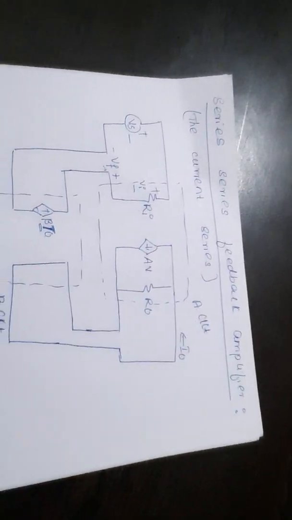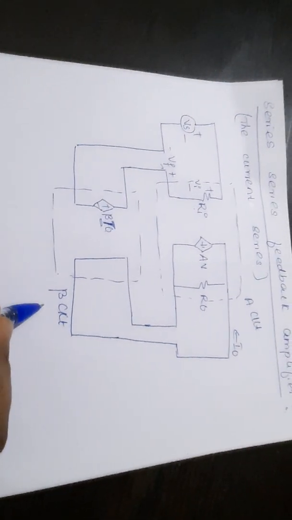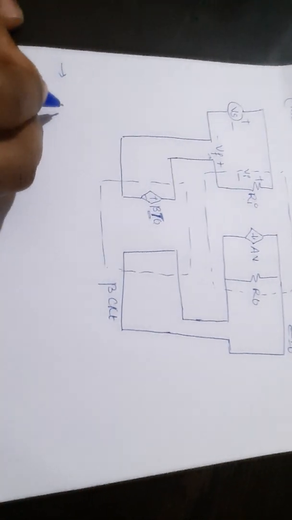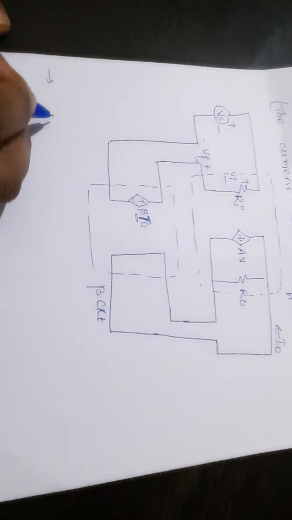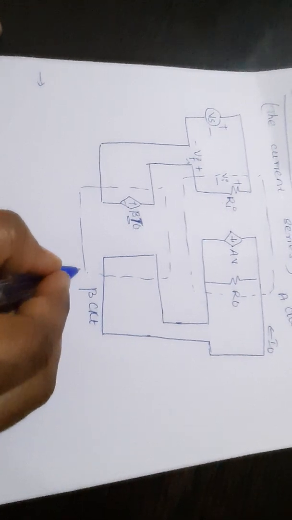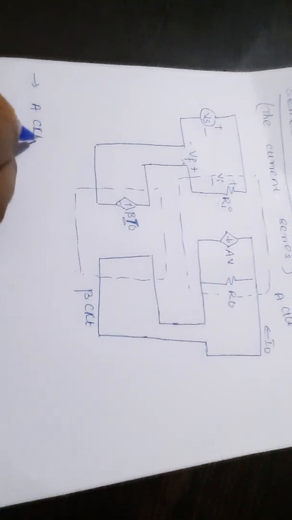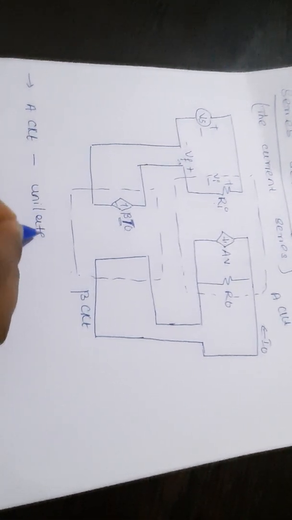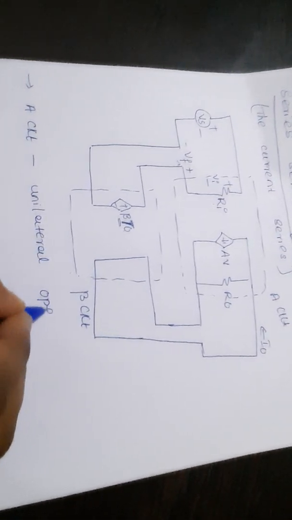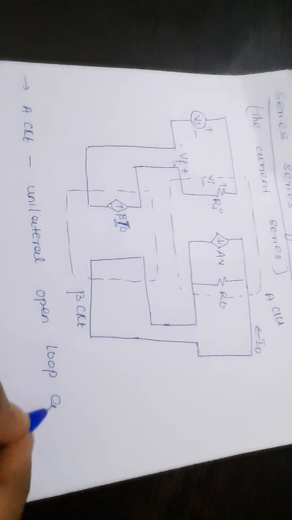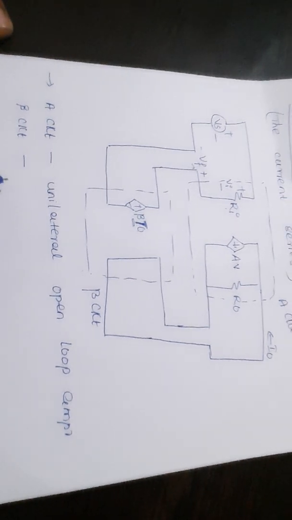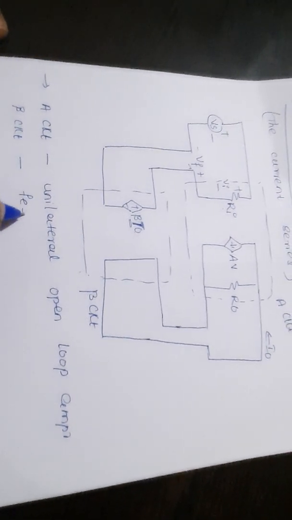Now this part is named as the A circuit and this part is named as the B circuit. This A circuit is called the unilateral open loop amplifier, and this is the feedback network. The A circuit is named as the open loop amplifier, and the B circuit here is named as the beta circuit, and it is named as the feedback network.